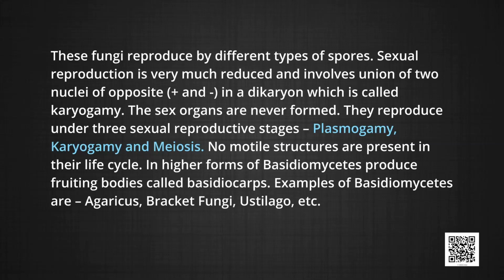These fungi reproduce by different types of spores. Sexual reproduction is very much reduced and involves union of the 2 nuclei of opposite plus and minus in a dikaryon, which is called karyogamy. The sex organs are never formed; they reproduce through 3 sexual reproductive stages: plasmogamy, karyogamy and meiosis. No motile structures are present in their life cycle. Higher forms of Basidiomycetes produce fruiting bodies called basidiocarps. Examples of Basidiomycetes are Agaricus, bracket fungi, Ustilago, etc.